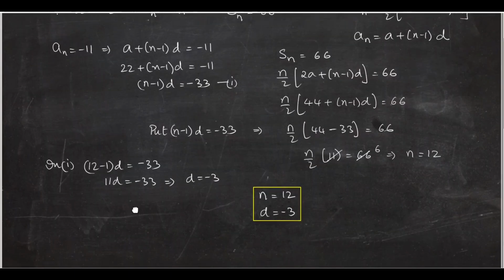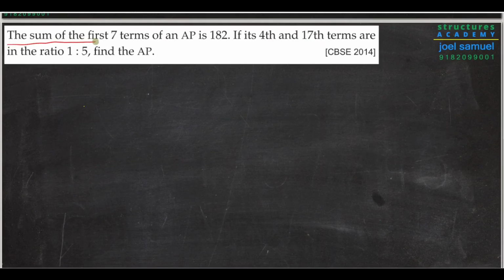Alright, let us look at another question. The sum of the first 7 terms of an arithmetic progression is 182. If its 4th and 17th terms are in the ratio 1:5, find the arithmetic progression. So let us write down the given data. Given S7 is equal to 182 and A4 divided by A17 is equal to 1:5.